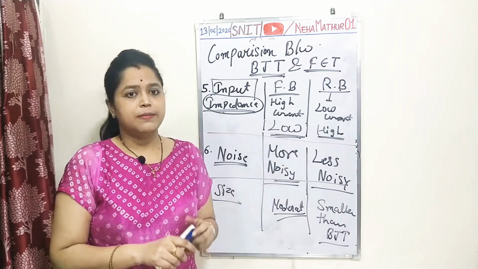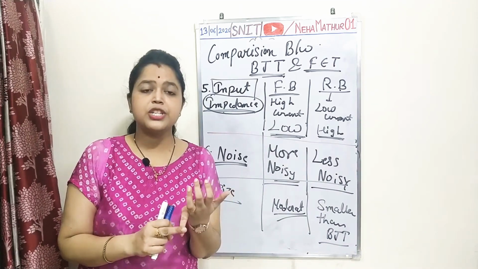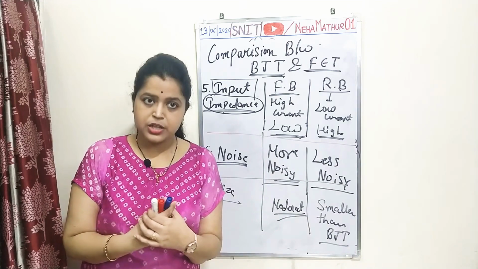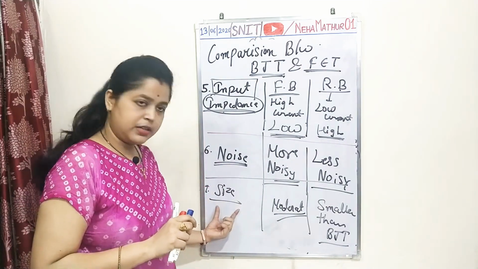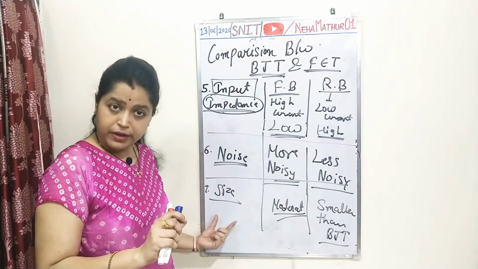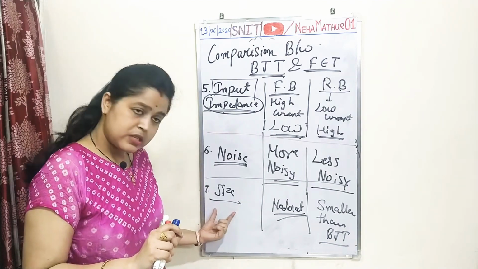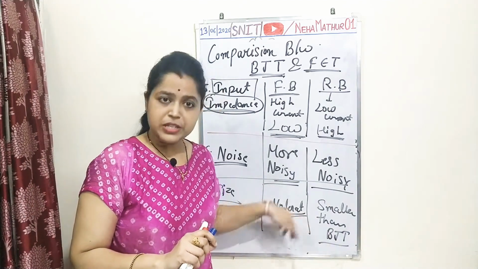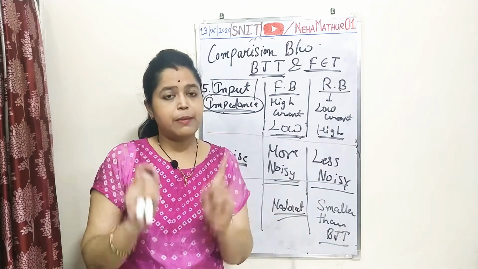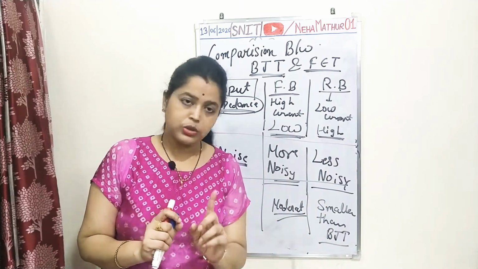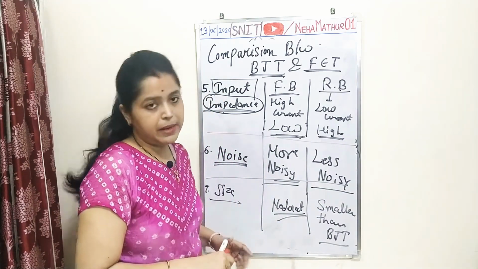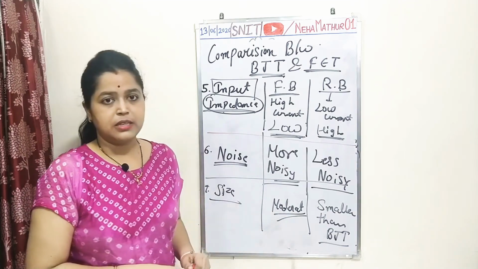One more thing, an IC is a combination of a number of transistors. So this is the important factor. You can say that this is the important factor to choose FET over BJT for the fabrication of ICs. So this is the important parameter in terms of size.